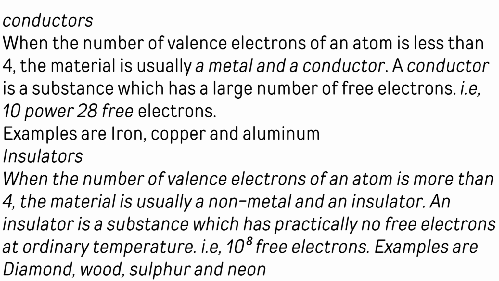Insulators. When the number of valence electrons of an atom is more than 4, the material is usually a non-metal and an insulator. An insulator is a substance which has practically no free electrons at ordinary temperature, that is 10^8 free electrons. Examples are diamond, wood, sulfur, and neon.